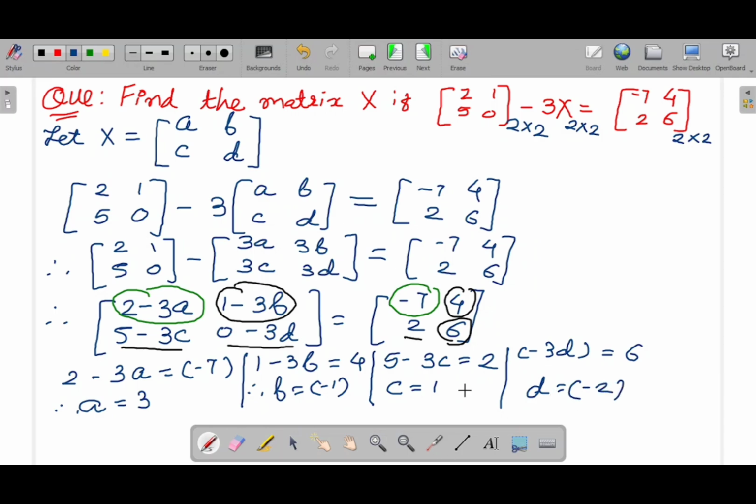Only getting these values of ABCD is not enough. After calculating it, you have to go for the answer. Finally, you need to write that matrix. X equals A, that means 3, B means -1, C means 1, and D means -2. So X equals [3, -1, 1, -2]. This is the matrix X which you have to calculate.